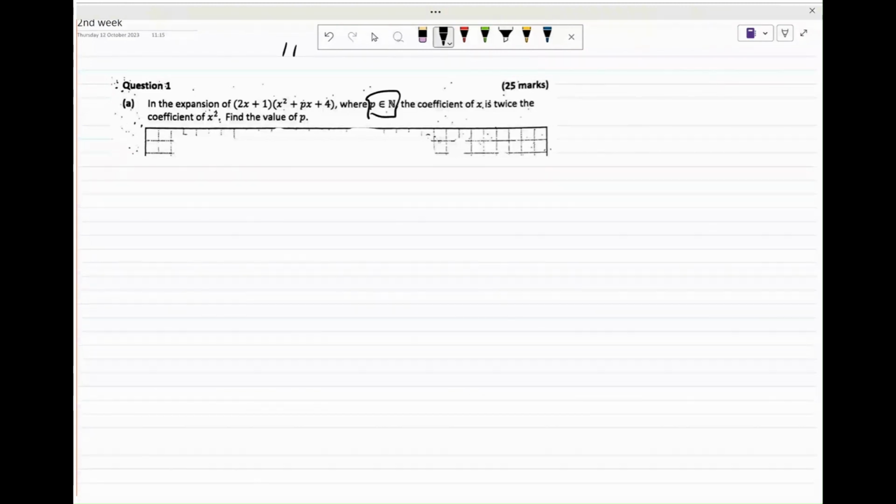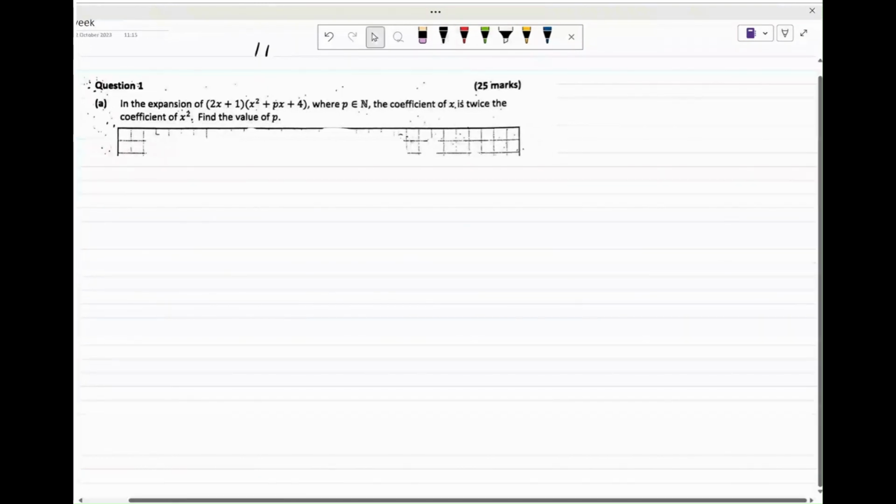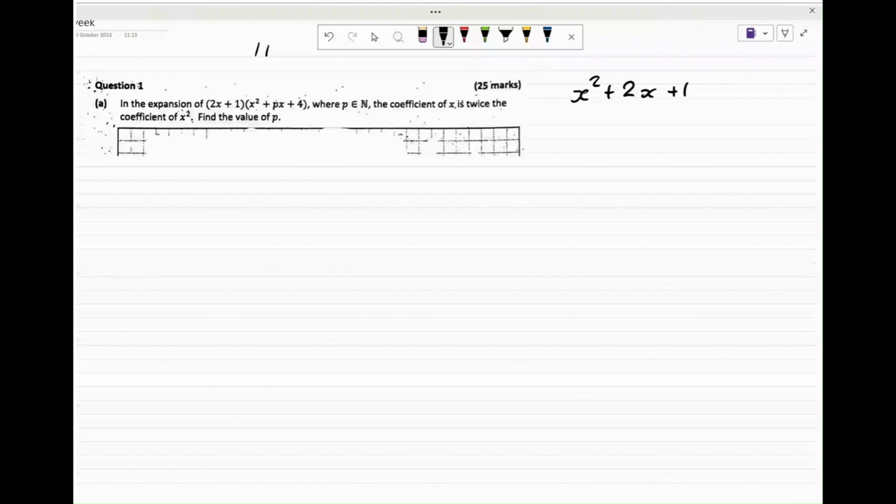the coefficient of x. So here we went over what coefficients were as well. If we have a quadratic expression like this, 2x squared plus 2x plus 1, basically coefficients are the thing multiplied by a term.